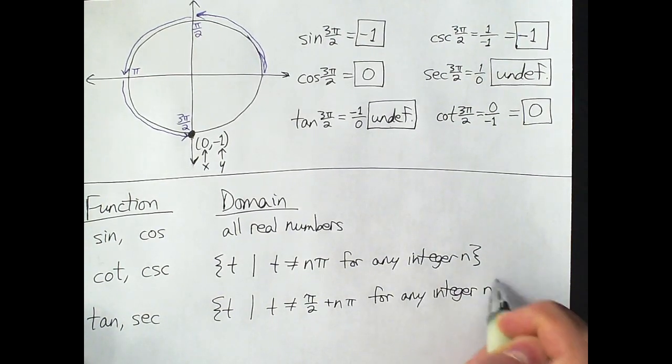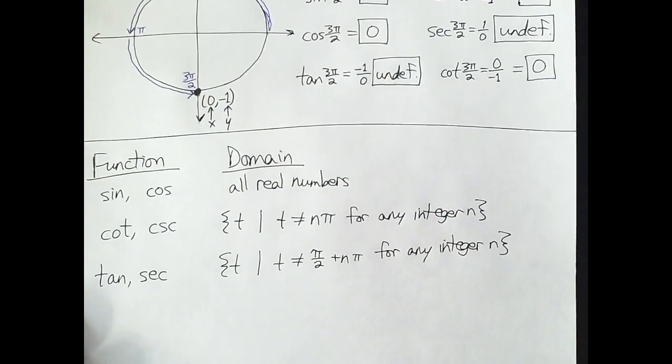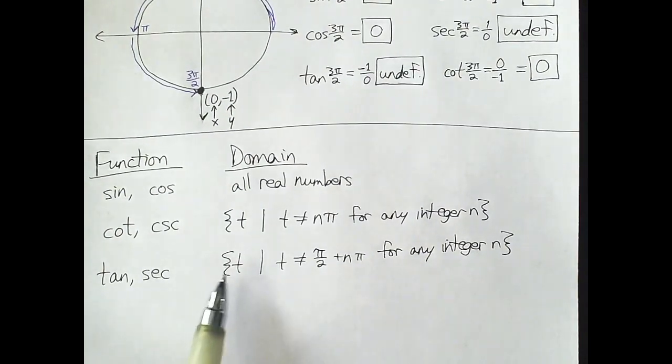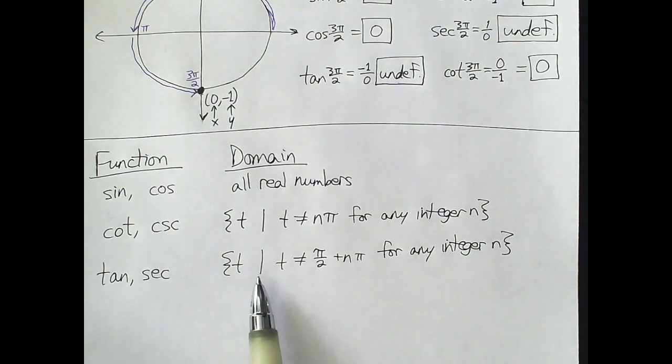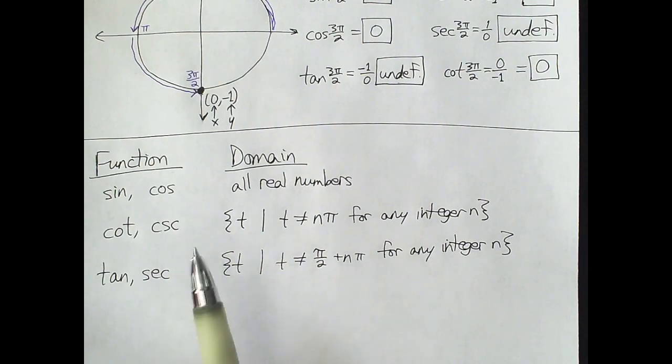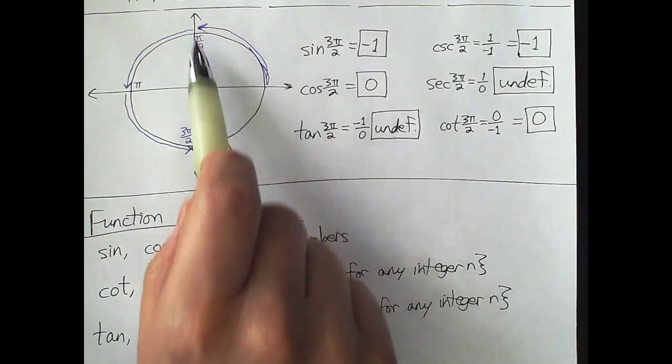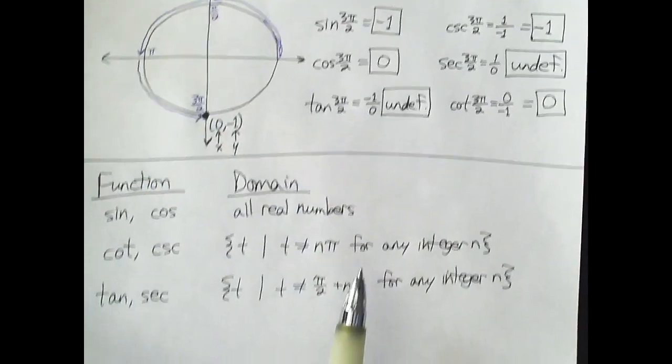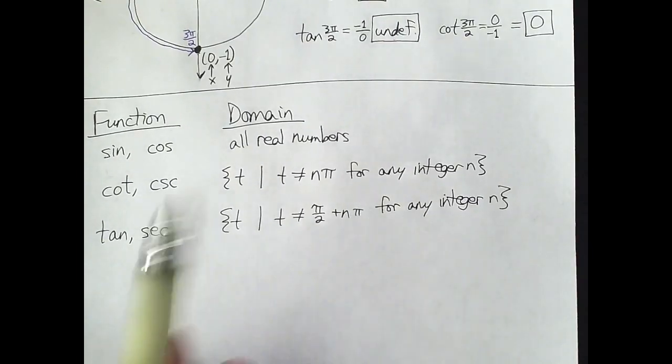This means tangent and secant are defined for all values of t except for these values. And this would be pi over 2, 3 pi over 2, 5 pi over 2, 7 pi over 2. Like all of those places that take you to these terminal points where x is 0. Those are not in the domain, but everything else is in the domain. Okay.